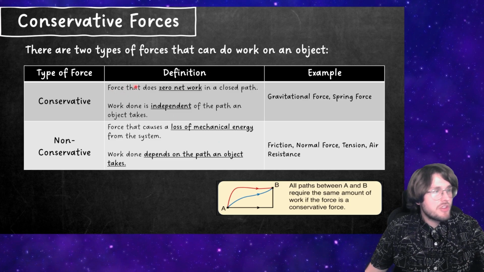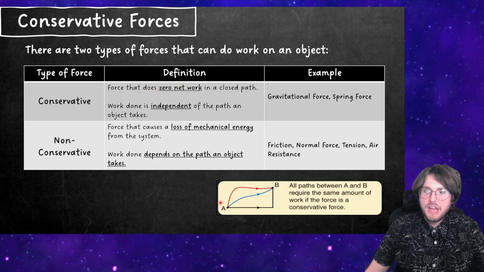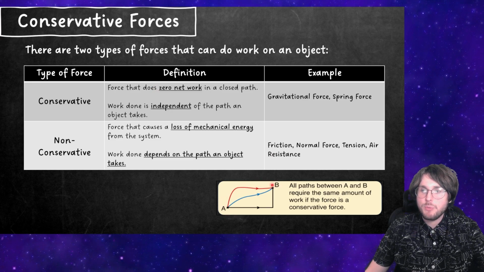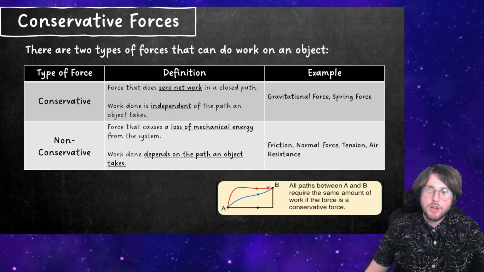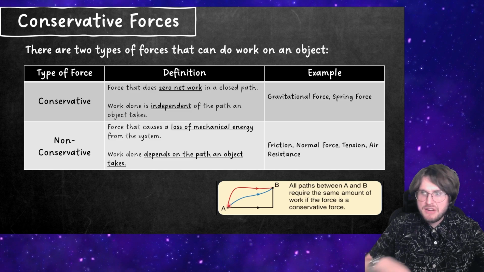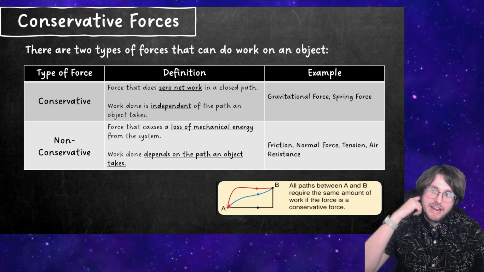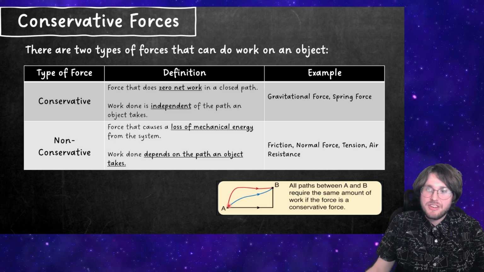So a conservative force is something that does zero net work in a closed path. And a closed path kind of looks like this diagram down here, where you could be going up one way, but as long as you go back down and reach the same place that you started from originally, you're technically in a closed path. You haven't really gone anywhere new at the end of the day from beginning to end.